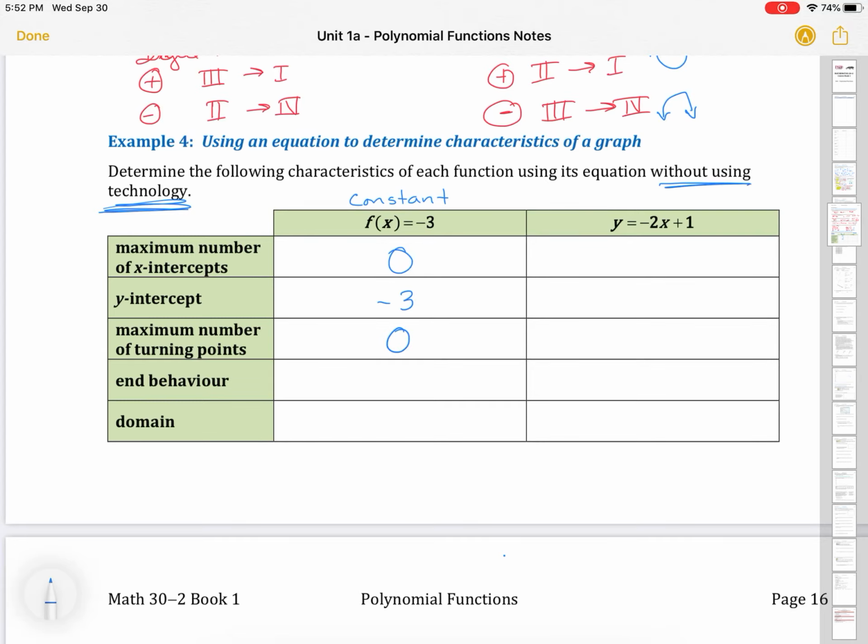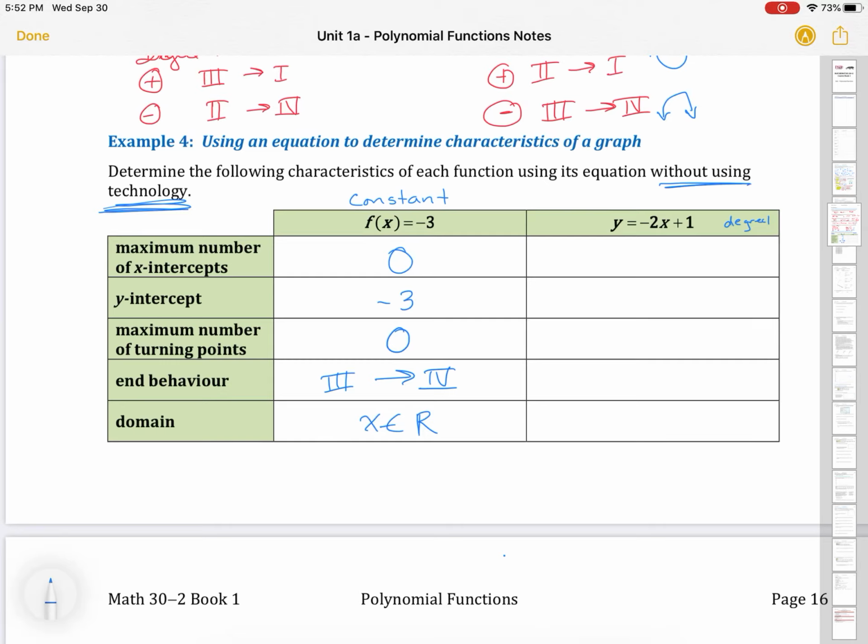Maximum number of turning points, well, degree 0 has no turning points. End behavior, well, it's negative, so looking at our rules up there, it's going to go from 3 to 4. And domain, well, domain is always x is in the set of real numbers, unless it's f of x equals 0. All right, next one.